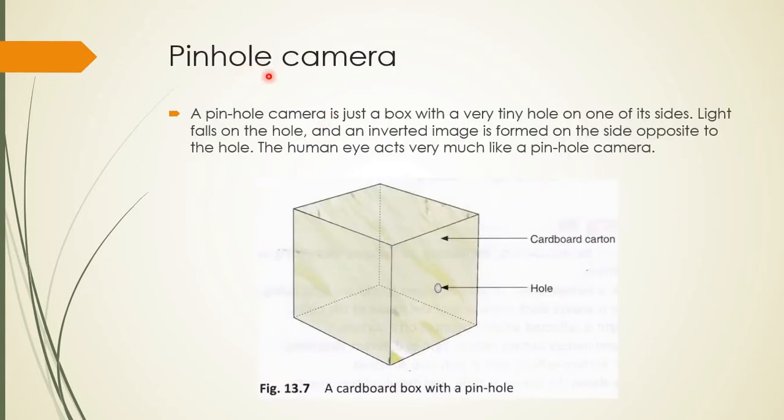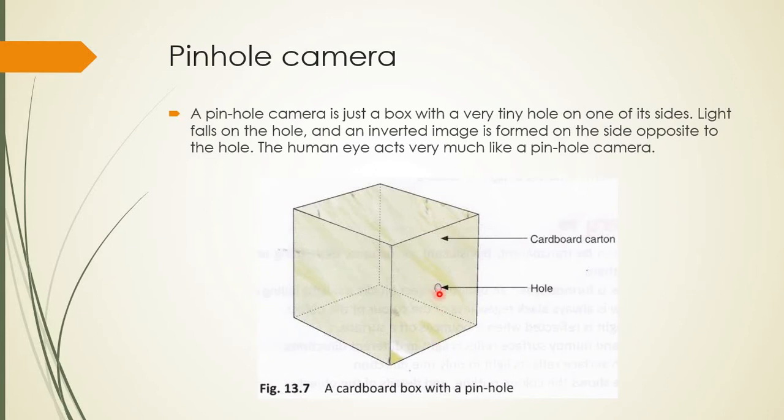Now coming to the pinhole camera. A pinhole camera is just like a box with a very tiny hole on one of its sides. This one is a cardboard box. A pinhole camera is just like a box, made up of cardboard, with a very small hole on one of its sides. At the middle of this one side, there is a small hole.